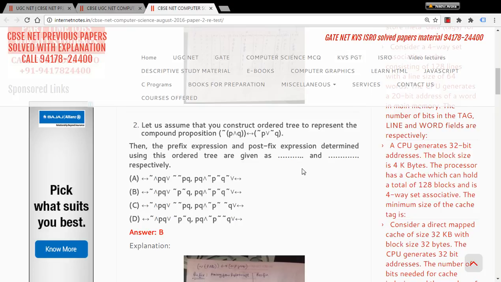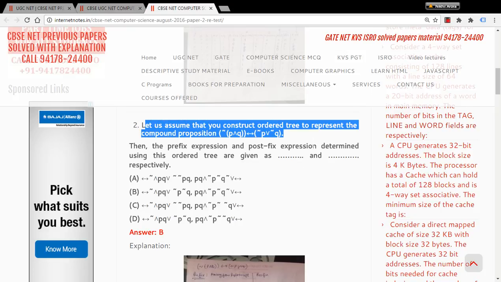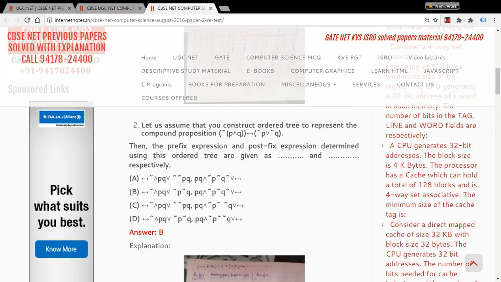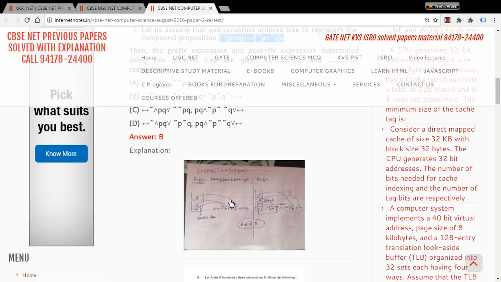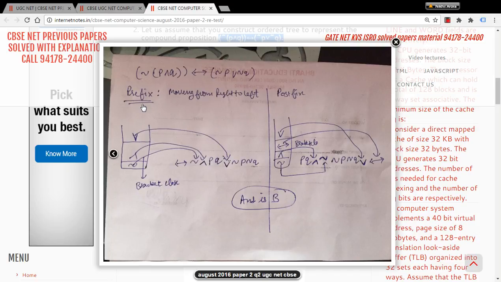So moving to the next question: let us assume the construct considered is in order to represent the compound proposition. So this is a proposition, this is the proposition. So what is the prefix and postfix of this proposition? It is very easy. It is solved on my website. You can see the image. So prefix is moving from right to left, and postfix is easily available.